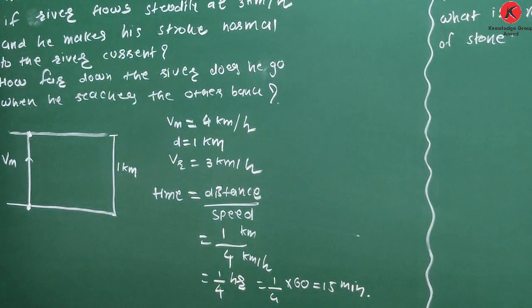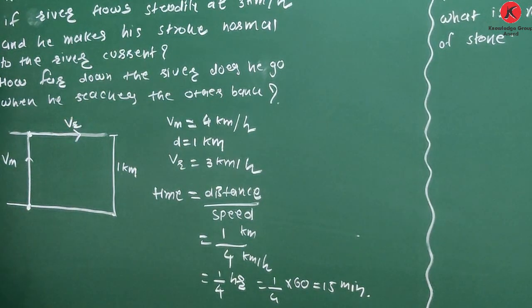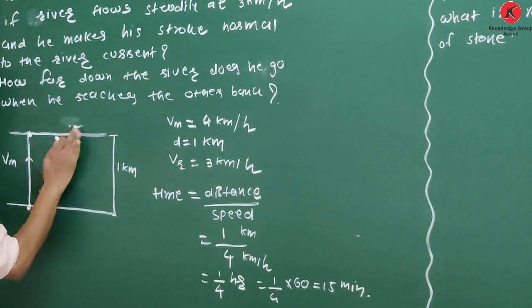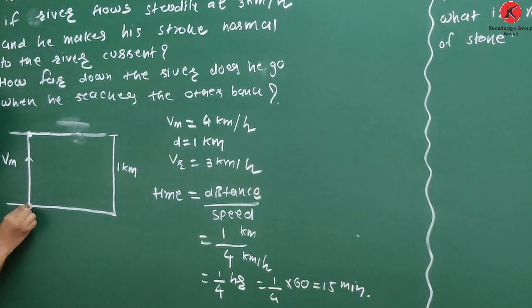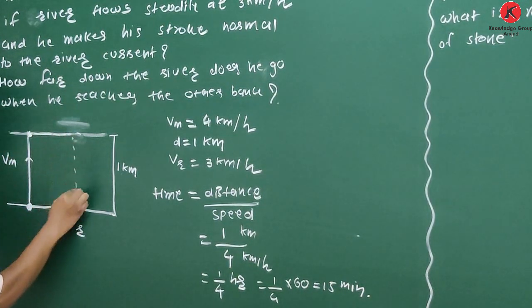How far down the river does he go when he reaches the other bank? We know the man is moving in this direction, but the river is flowing in this direction. If I draw the velocity of the river from this same point, then the velocity of the river is in this direction. Complete the parallelogram.